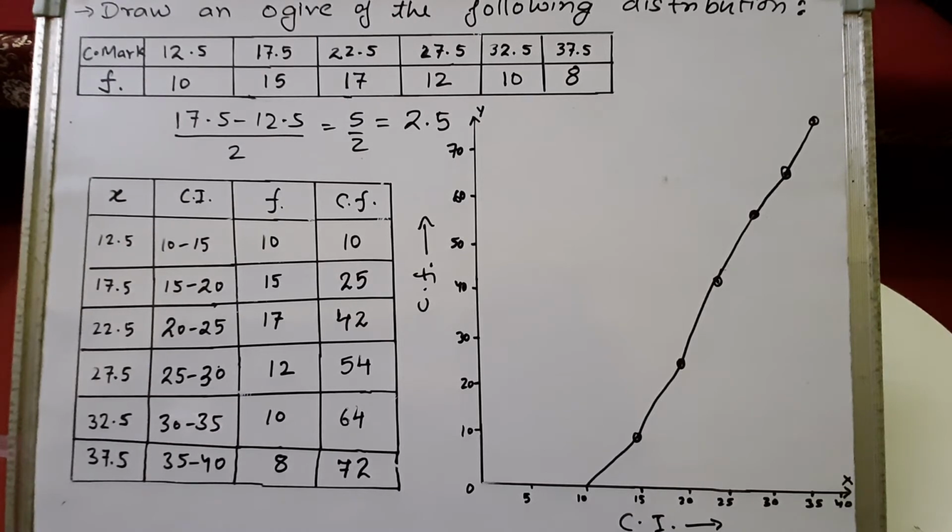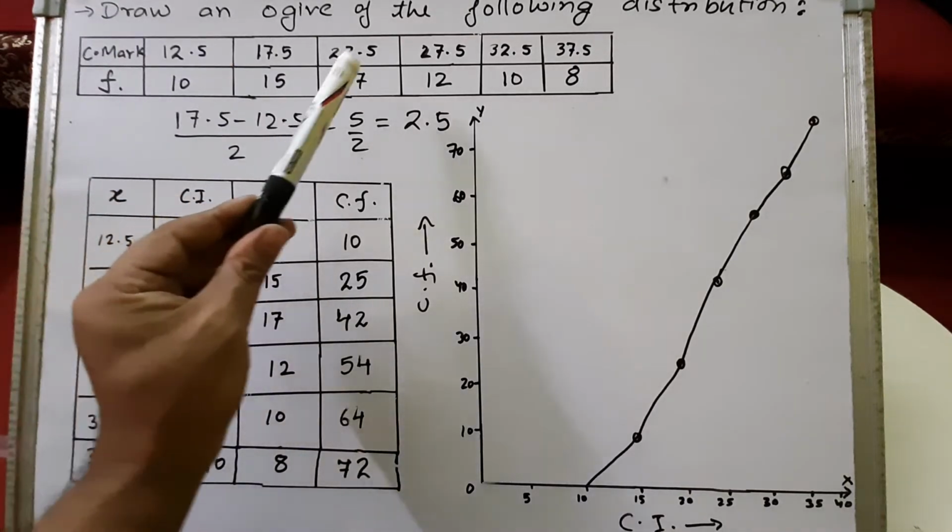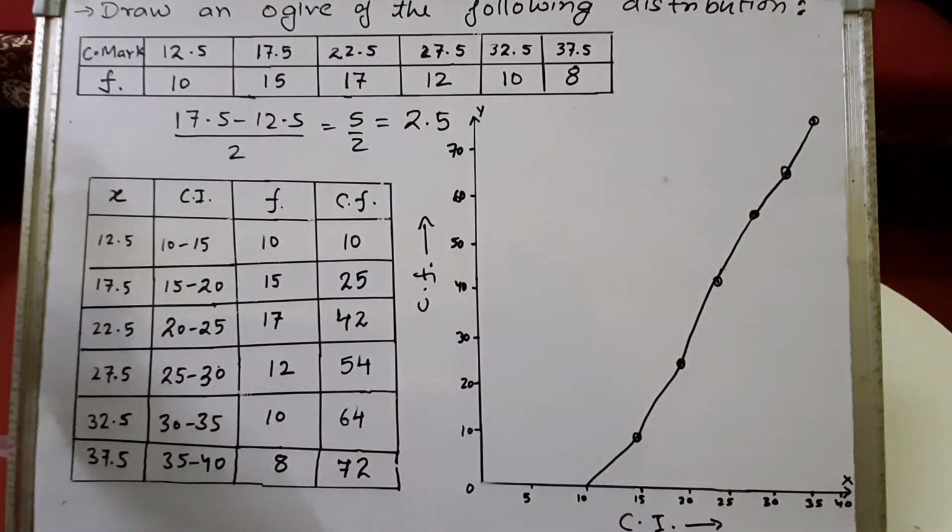We are given the class marks, and we have to construct the cumulative frequency curve. So we are given class marks as 12.5, 17.5, 22.5, 27.5, 32.5 and 37.5. And the frequencies are 10, 15, 17, 12, 10, 8. Now remember, children, when we are given class marks, how are we going to obtain the class intervals from the class marks?